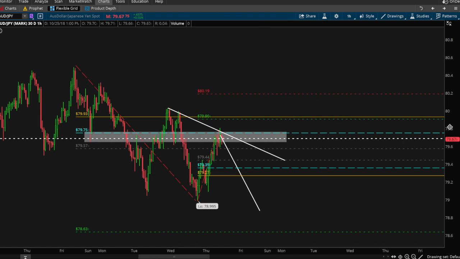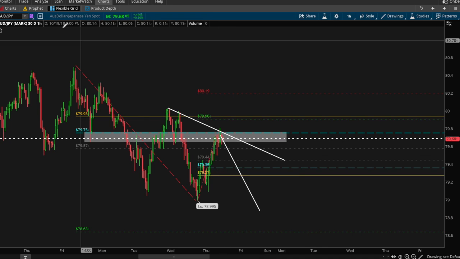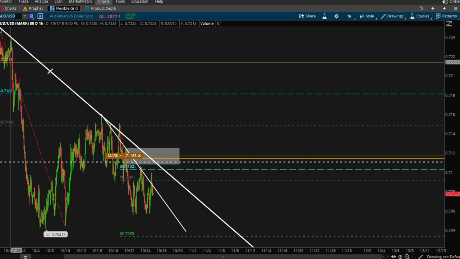This one has been giving me a hard time because it hasn't been moving too much compared to the other ones. But our profit target is going to be the 78.63. And so that's basically the plan for this one. The entry point was at 79.68, around that area. And so that being said, let's go ahead and move to the Aussie dollar.